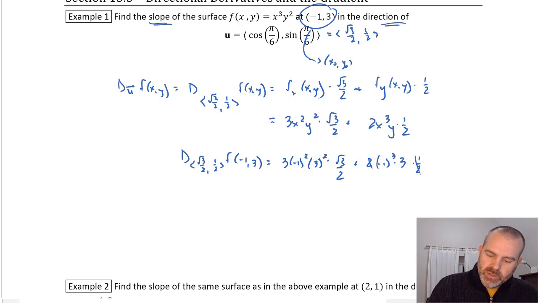And I guess we can lose the 1/2. What do we have here? 3 squared, 27 square root of 3 over 2 plus 3. So that's the directional derivative.